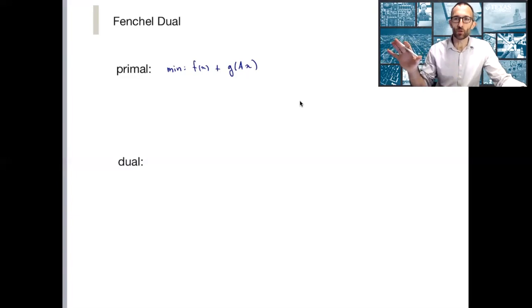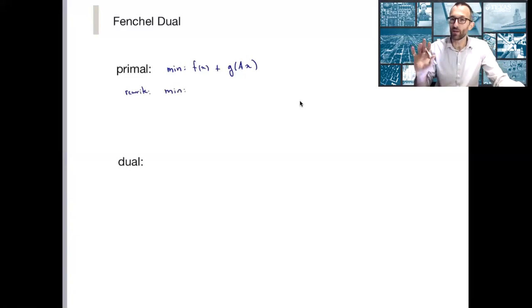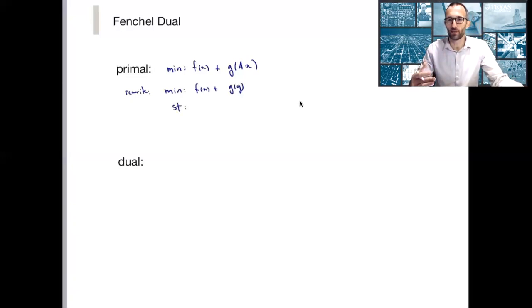Okay, so the beginning of this whole story is looking at this formulation, minimize f of x plus g of Ax, and then rewriting it in the following simple way. Rewrite this as a constrained optimization problem, but one where the objective is decoupled. So minimize f of x plus g of y, subject to the constraint that y is equal to Ax. This problem is equivalent to the original problem.